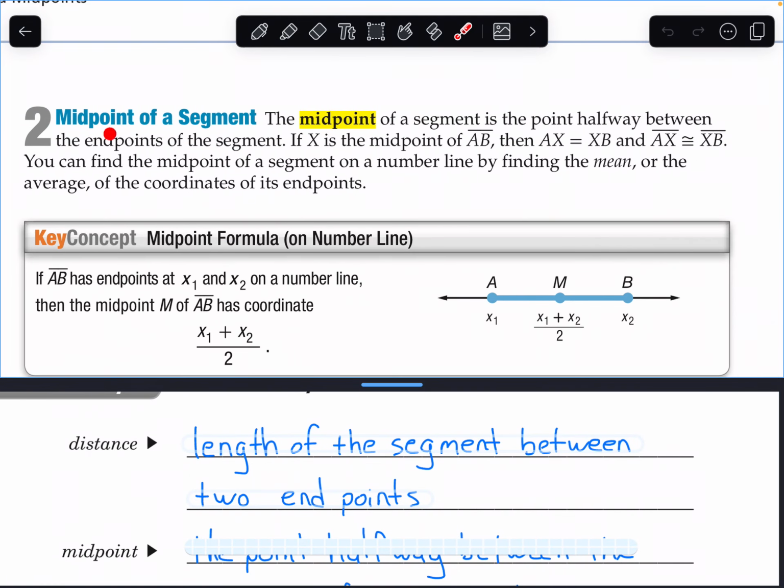What's next? The midpoint of a segment. The midpoint of a segment is the point halfway between the endpoints of the segment. If X is the midpoint of segment AB, then AX equals XB. That is to say, distance AX equals distance XB, and segment AX is congruent to segment XB. You can find the midpoint of a segment on a number line by finding the mean, or the average, of the coordinates of its endpoints.